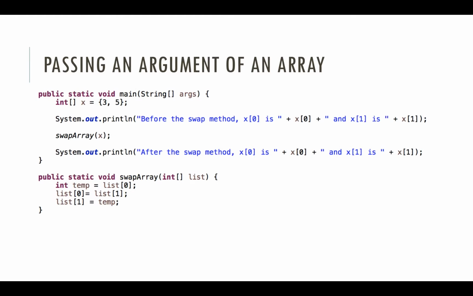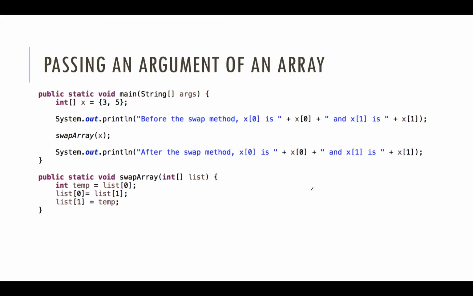For comparison, here's an example of passing an array. In the main method, we have an integer array which contains the first element of 3 and the second element of 5, and we're going to print out the value of x at index 0 and index 1. Then we call the swap array method and have another print statement printing out the value of x at index 0 and index 1 to find out whether their values are changed after calling the swap array method.